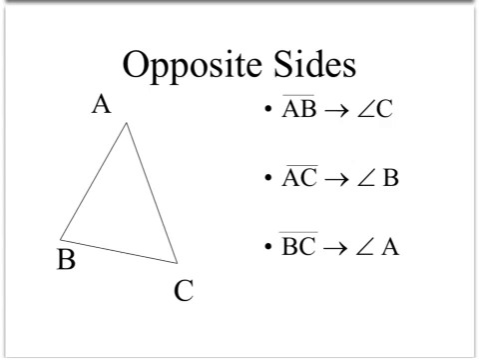Each angle has a side that's opposite it. If we look at angle C, for instance, the side that's opposite it is across the triangle, and it's the only side that doesn't actually touch that corner, so that would be side AB. For angle B, the side that's not touching point B is side AC. And for angle A, the side across the triangle from it is side BC.